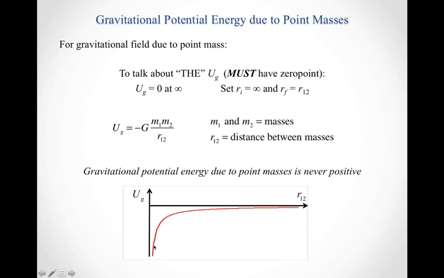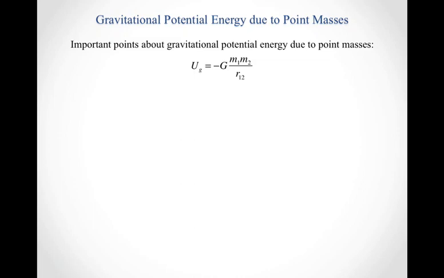As my masses get close together, I actually have a very large negative value for the gravitational potential energy. But as I move them apart, I'm increasing that gravitational potential energy, and I never get to the point where I actually get a positive value. I'm increasing it by going to less and less negative values for UG. And the only way I actually get to zero is getting my two masses infinitely far apart.